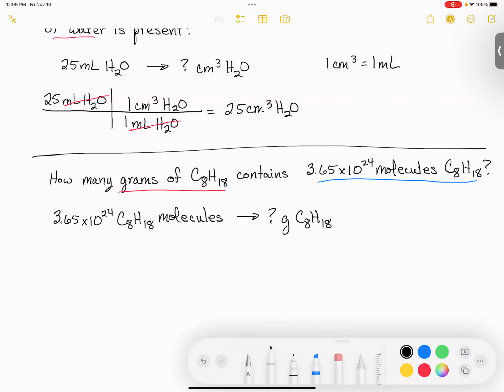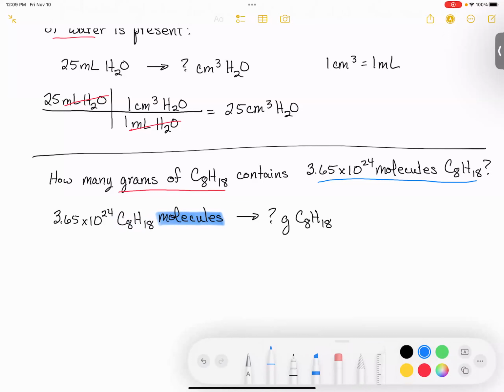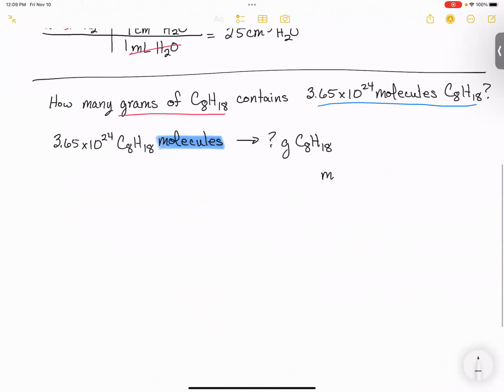First thing I notice is that these substances are identical. So I don't need a mole to mole ratio. You only need a mole to mole ratio if the substances are not identical. The next thing I notice is that I have molecules. When I see the term molecules, that means I'm going to be using Avogadro's number.